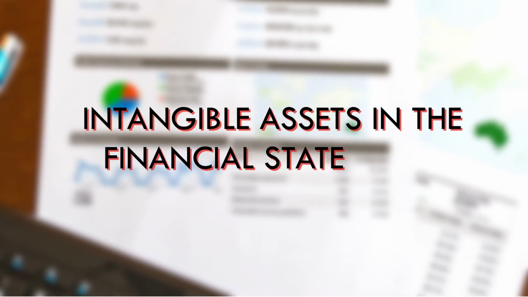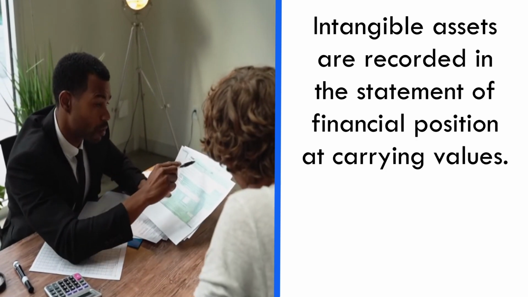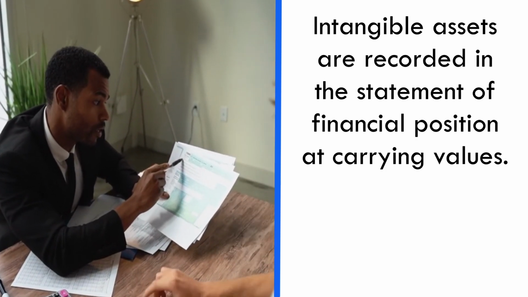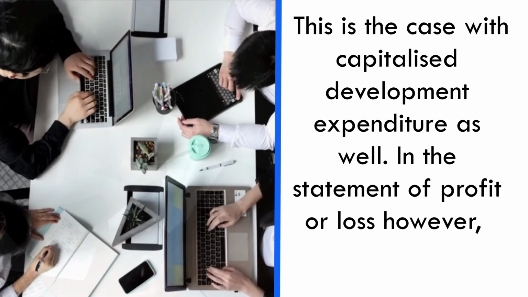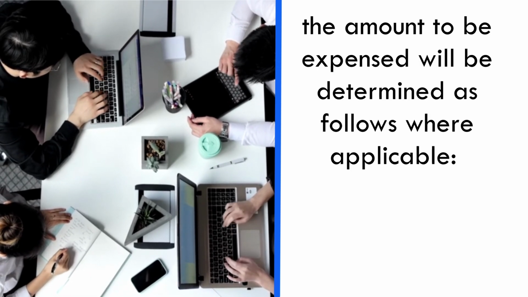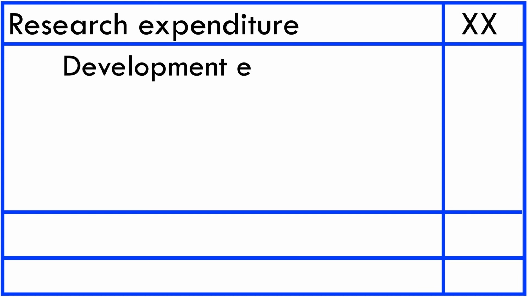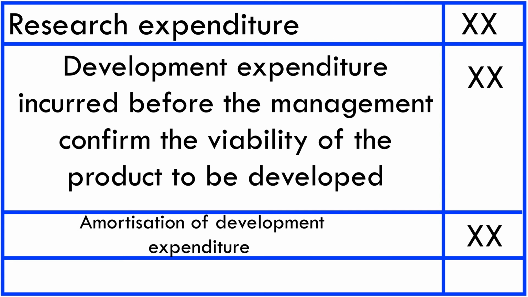Intangible assets in the financial statements. As noted earlier, intangible assets are recorded in the statement of financial position at carrying values. This is the case with capitalized development expenditure as well. In the statement of profit or loss, however, the amount to be expensed will be determined as follows where applicable. So you take research expenditure, add development expenditure incurred before the management confirmed the viability of the product to be developed, and lastly, add amortization of development expenditure. So that total there appears in the statement of profit or loss.